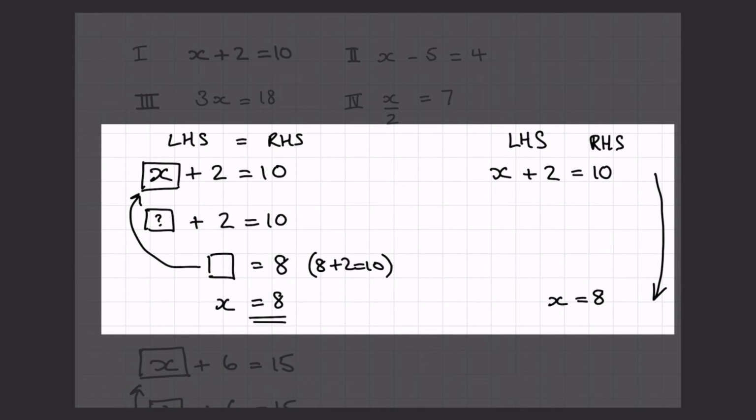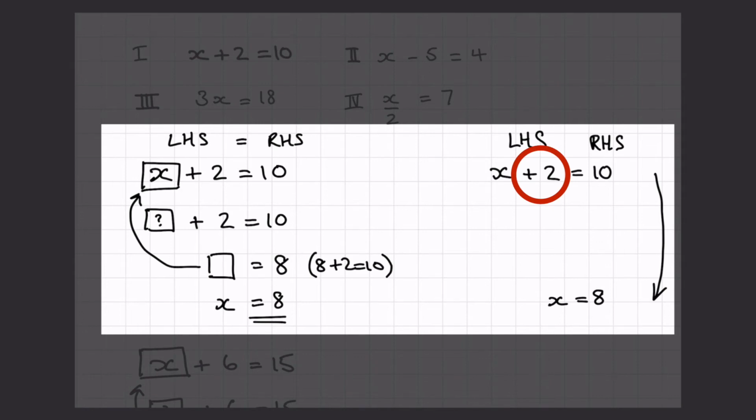But we started off with x add 2 on the left-hand side and 10 on the right-hand side, and we finished with x on the left-hand side and 8 on the right-hand side. So in this particular kind of equation, what we're trying to do is get our unknown on its own, on one side of the equation, and our numbers on the other. We have x add 2 is equal to 10. I need to get rid of this 2.